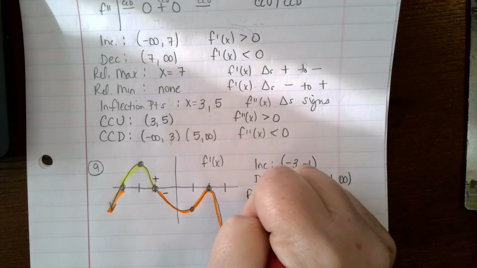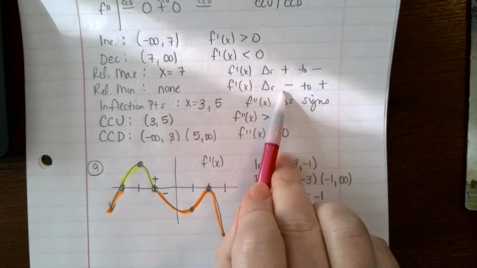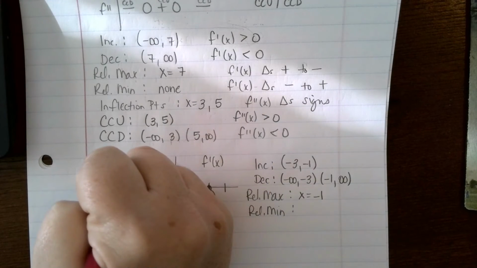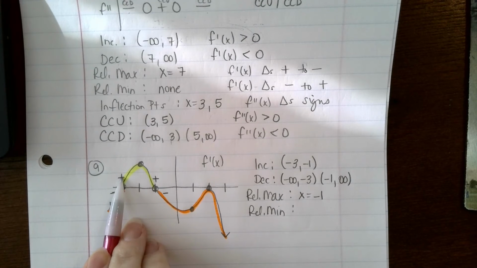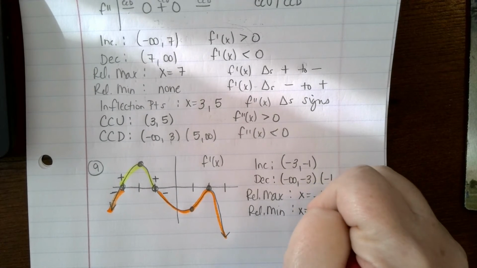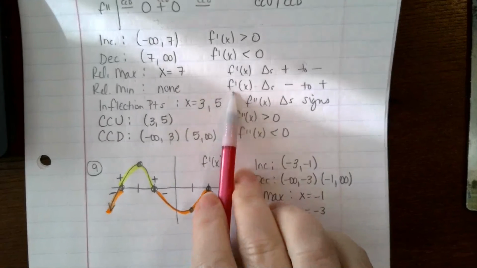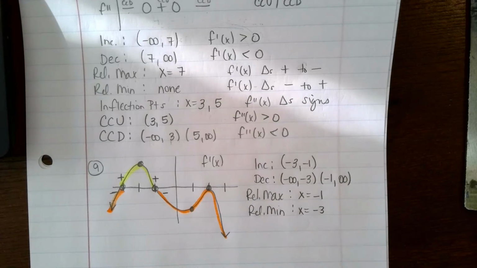Your relative min is when you're changing from negative to positive. So there's your minus sign, and there's your plus sign. You went from the negative portion to the positive portion as you're going from left to right. So that's going to be at x equals -3. Your justification is right here. Your f prime of x changes from negative to positive.